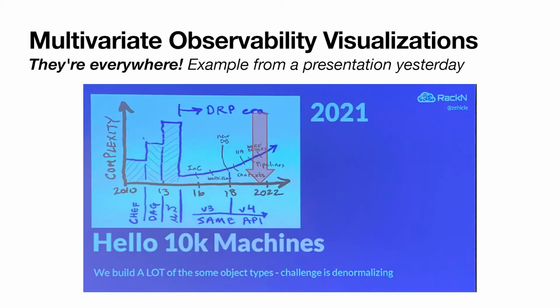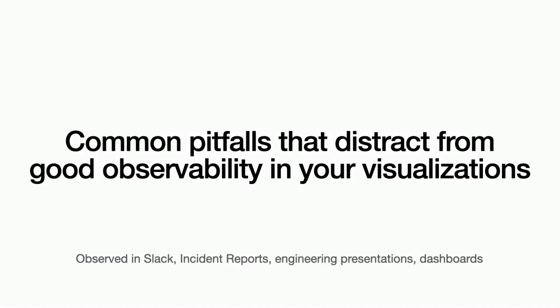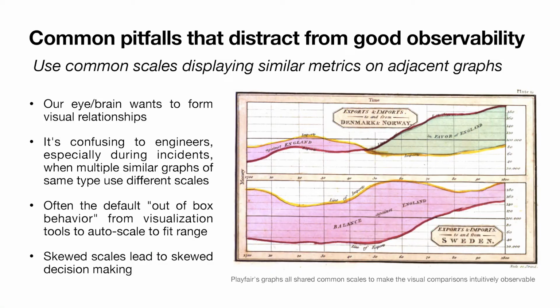And they're everywhere. I just found this graph just yesterday that somebody was using at a presentation here. It's a pretty complicated graph. It's showing a very complex multivariate relationship, and it was very important to them. And I just snapped it from somebody that was presenting just yesterday. Let's talk about some common pitfalls that distract from our good observability and our visualizations. And these are things that I actually have observed from Slack, incident reports, engineering presentations, and dashboards.